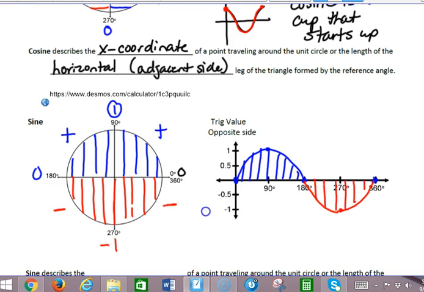So this is very straightforward. It looks exactly on the graph like it looks in the unit circle. We're looking at vertical distances both places. So in this case, x represents the angle again, and y represents the sine value at that angle.